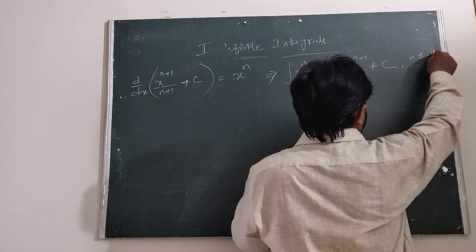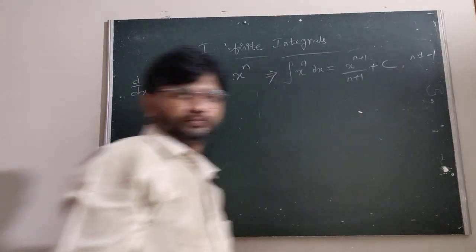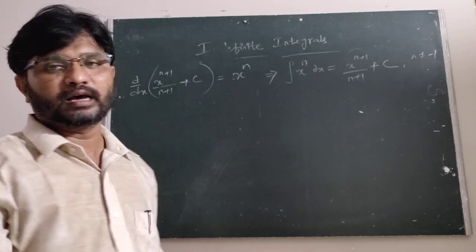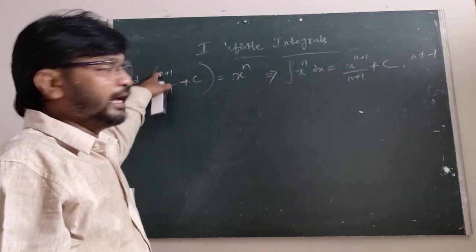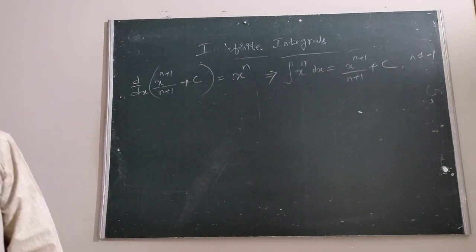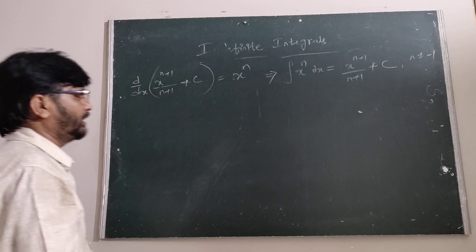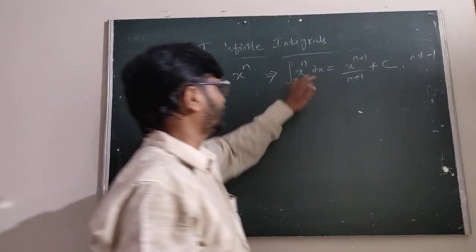Since suppose n equals minus 1, then n plus 1 will be 0. Therefore, the denominator is undefined. So it is the case only for n not equal to minus 1. It is defined for any real value of n, except n equal to minus 1. This is the integral of x power n.